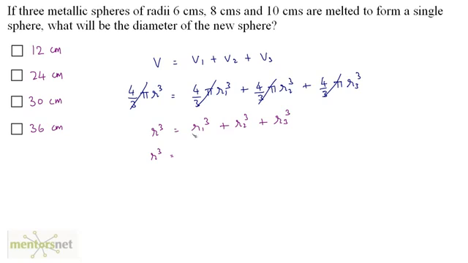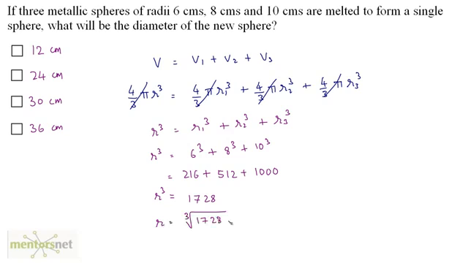Okay, so r cube is equal to, let's put in the values. The radius of the first sphere is 6, so 6 cube plus the second radius is 8 cube plus 10 cube. So 6 cube is 216 plus 8 cube, which is 512, plus 10 cube is 1000. Right? So adding up all of these terms, we get 1728, and this is r cube. So to find out r, we'll have to take the cube root of 1728, and you'll get it as 12. So radius is 12 centimeter.